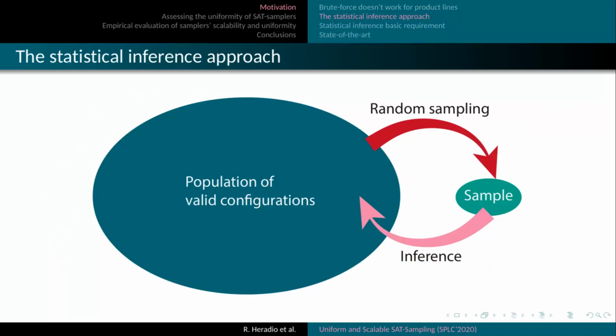A promising alternative approach to the exhaustive analysis of all valid configurations is statistical inference. In this case, instead of working with the whole population of valid configurations, we are going to work with a sample of a few configurations. Then we will make inference, that is, we will try to generalize the sample results to the population.